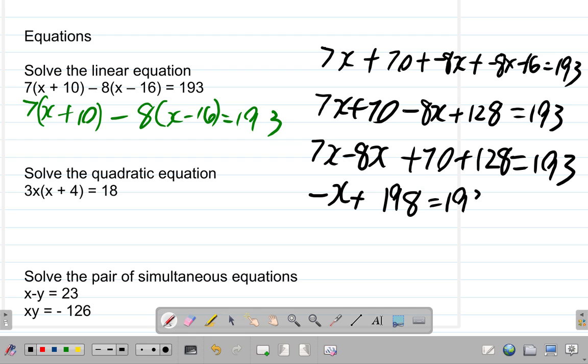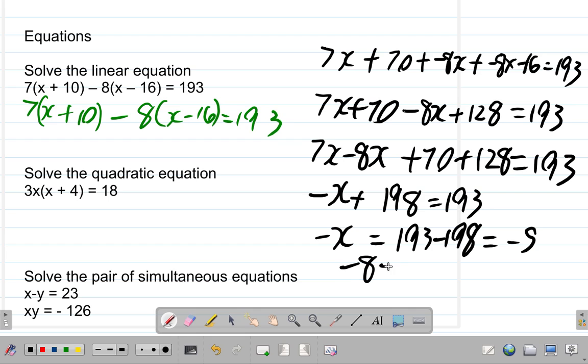So 198 equals 193, and then negative x is equal to, subtract 198 from both sides. You get 193 minus 198, which gives you negative 5. So if negative x equals negative 5, you multiply both of them by negative 1 and you get positive x is equal to positive 5. So we can say that x is equal to 5. Good. x is 5. So you have that.